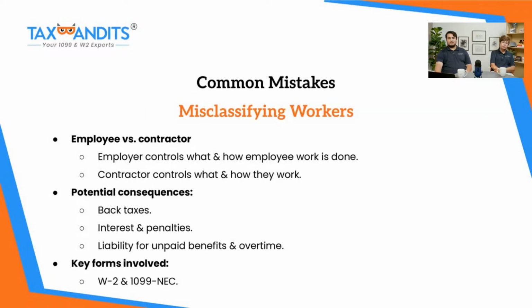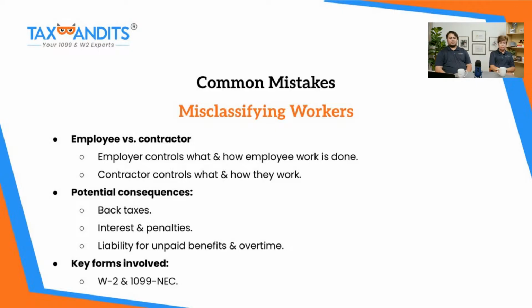And then some common mistakes that can happen with payroll: misclassifying workers, having an employee versus a contractor. Again, an employee is typically somebody who's going to be wage earning. You're going to be running payroll for them. They're working for the company versus a contractor who might do a job here and there for the company. They are paid, but typically don't have FICA taxes withheld, any federal taxes withheld. Potential consequences include back taxes, interest and penalties, liability. On top of that, you might have to do correction forms.